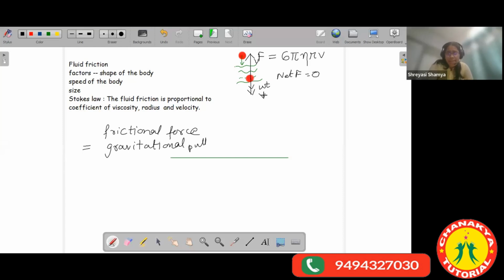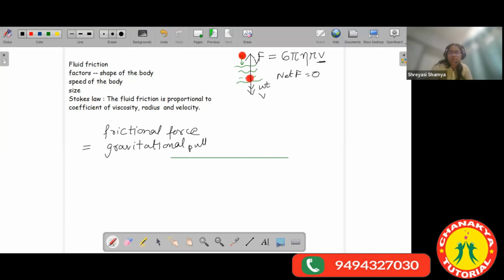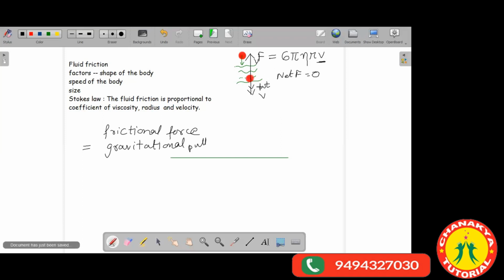The gravitational pull is equal to the frictional force, so there is no net force. The gravitational force has been balanced. Then see, the ball will move down. The reason is that it's already in motion. It is having some velocity. So due to inertia of motion, it will continue to move with constant velocity.